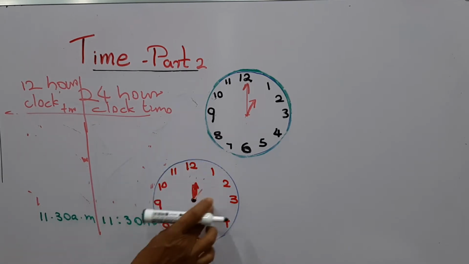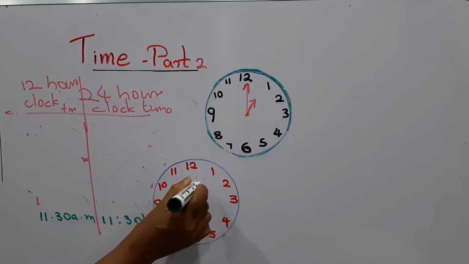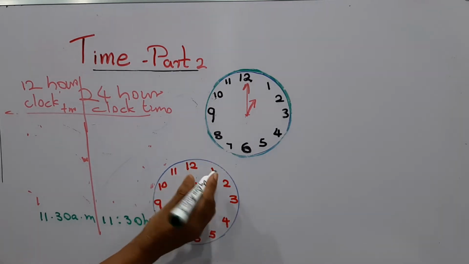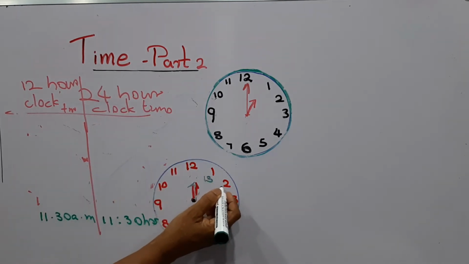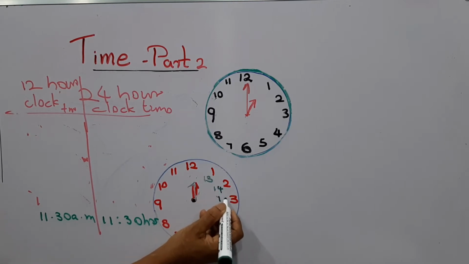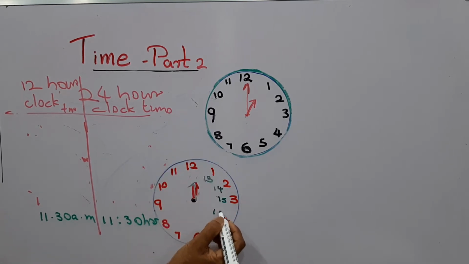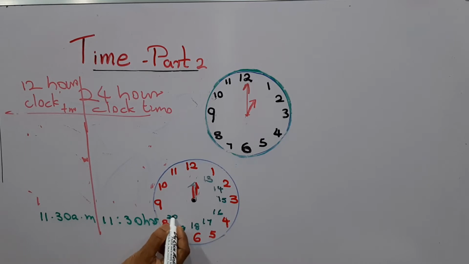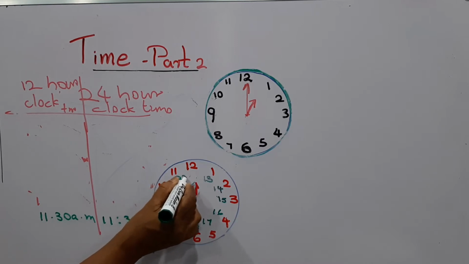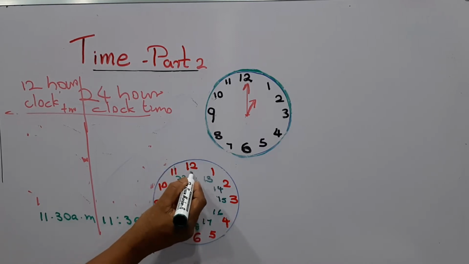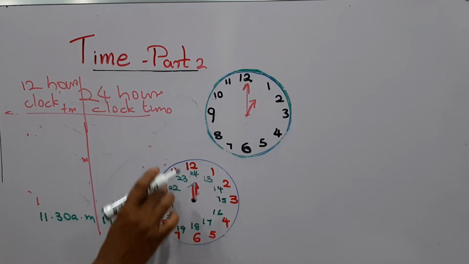This is 12-hour clock time, that is 12. Then after 12, after 1 hour past 12, in 24-hour clock time, it becomes 13. 2 means 14, 3 means 15 hours, 4 means 16 hours past, 5 o'clock means 17 hours past, this is 18 hours, 19, 20 hours, 21 hours past, 22 hours, 23 hours. When it becomes 12, that is 24 hours. That is the 24-hour clock time.